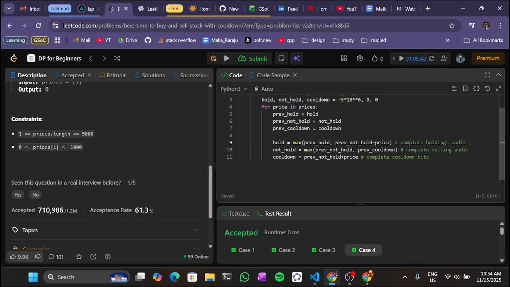And by the end of the time there are only two choices. We cannot hold anything until the last, so either we are not holding anything, or we just sold a value previously and we are in a cooldown period.